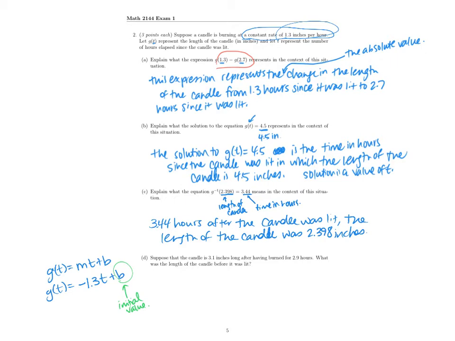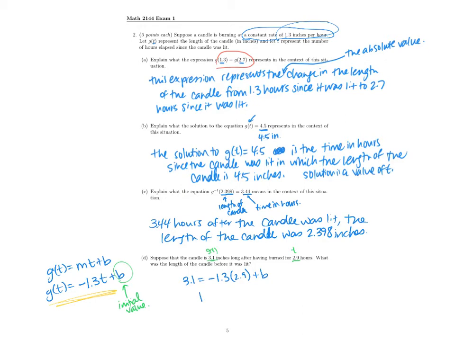Okay, so what I can do is plug in my known values. I know that this is a value of g of t, and I know that this is a value of t. So I can use those two values and plug them into this equation here to get that initial value. So that number of inches is going to go here. 3.1 inches is equal to negative 1.3 times that t value, which is 2.9, plus b. And then I can solve for that initial value.